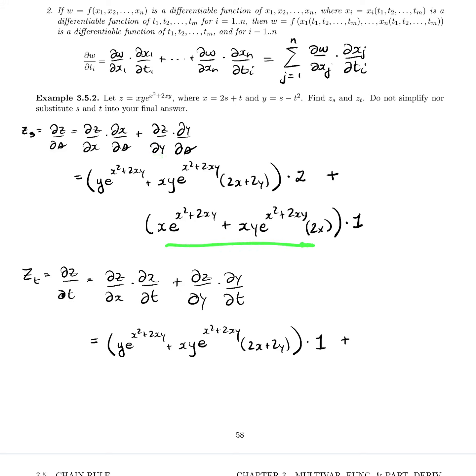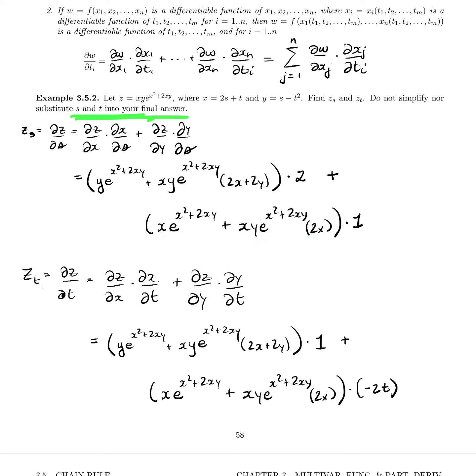Plus now del z del y. Del z del y was here. And so we'll go and grab this expression and bring it down as well. Del z del y times del y del t here is going to be minus 2t. So times minus 2t. Now this normally would not be a final answer, but we're told not to simplify nor to substitute in. So it's a little strange maybe to have a partial in terms of variables that have some intermediate variables mixed in. But the instructions tell us that we don't need to bother to clean that up at all.